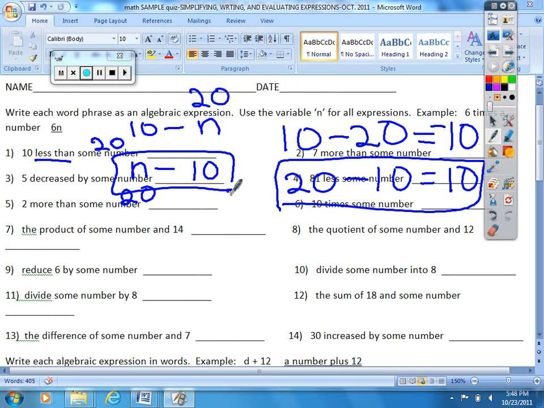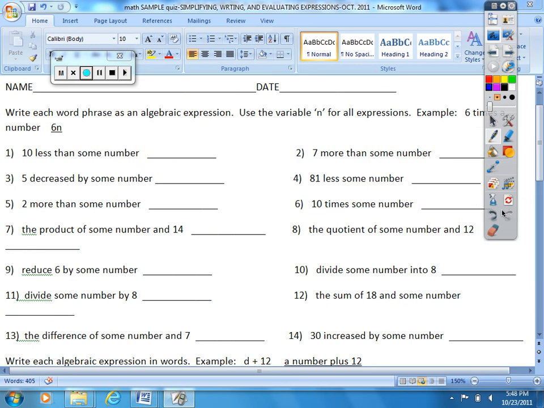All right, so you can see if the students will plug a number into their expression, it will help them. So I've got 10 less than some number, and that will work out. All right, now I'm going to do a couple more of the tricky ones, and we'll move on. That one right below there, let's go ahead and do number 3. 5 decreased by some number. Decreased indicates subtraction. So I'm going to do either 5 minus n or n minus 5.